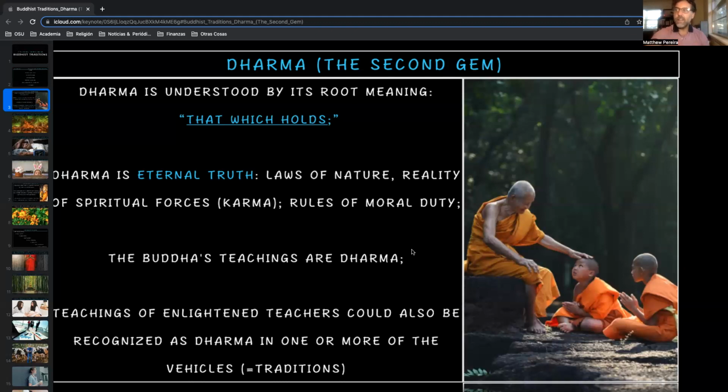So the teachings of enlightened teachers could also be recognized as Dharma, and one or more of the major Buddhist traditions are vehicles. So, for example, in the Mahayana tradition, there are other Buddhas or Bodhisattvas whose teachings are revered and recognized to be eternal wisdom.